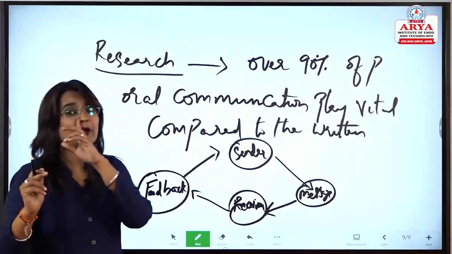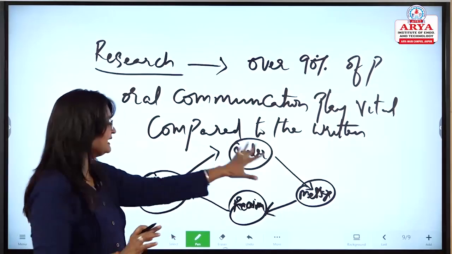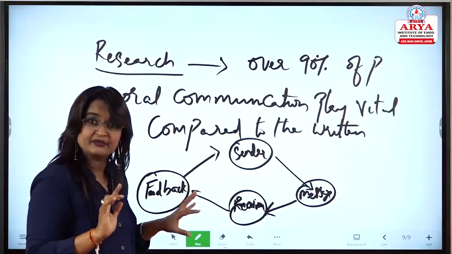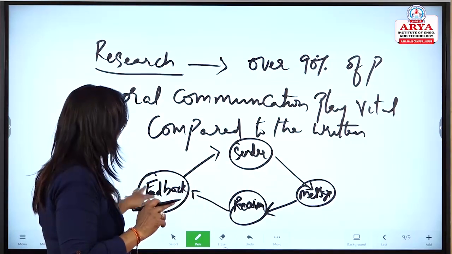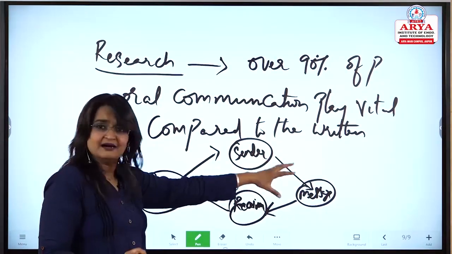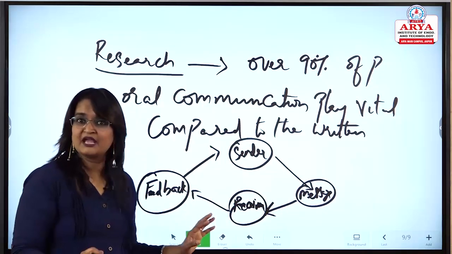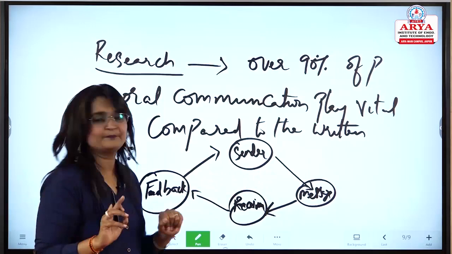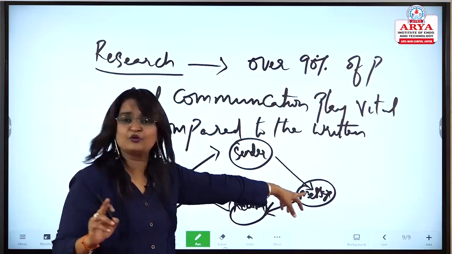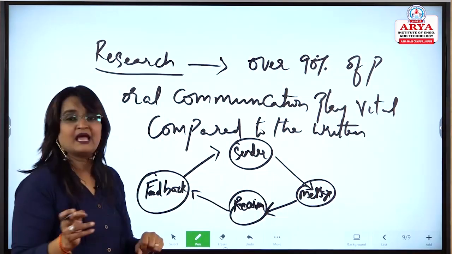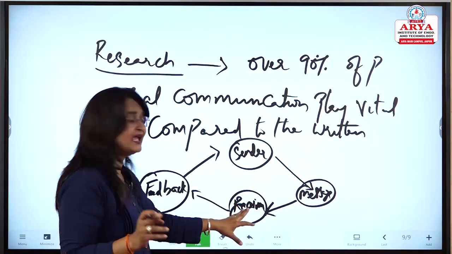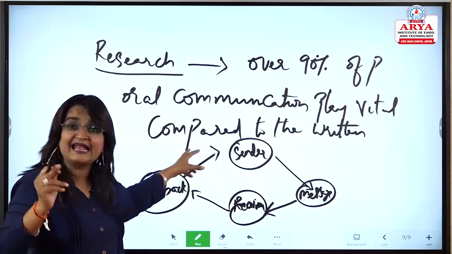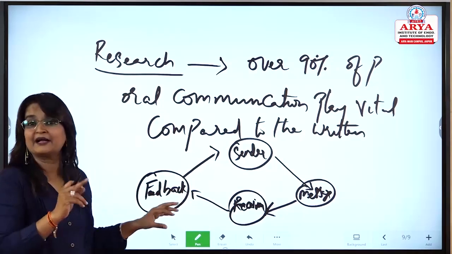So when we are talking about encoding, this cycle again is very important. The feedback, sender, message, receiver. There is a feedback sent by a sender. How did the person send? Through a message, and it is received by the receiver. Again, it's how he takes it, that is the feedback.